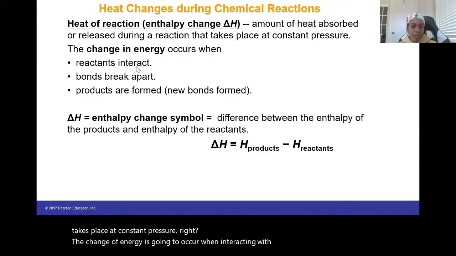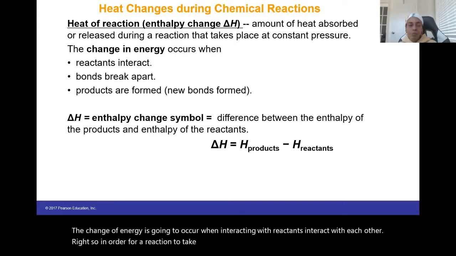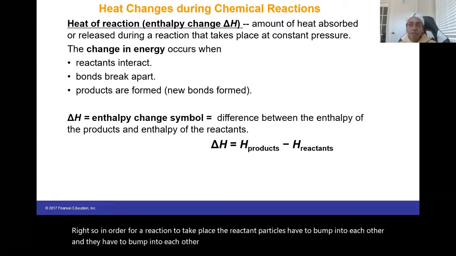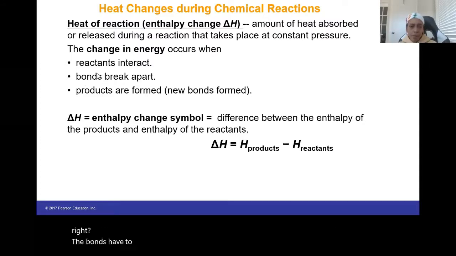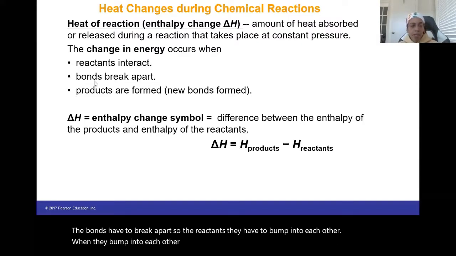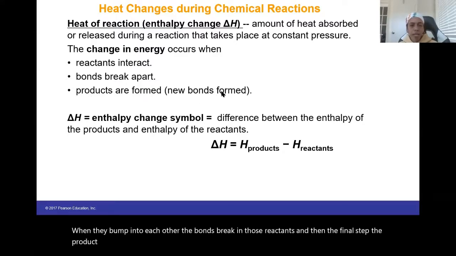The change of energy is going to occur when reactants interact with each other, right? So in order for a reaction to take place, the reactant particles have to bump into each other, and they have to bump into each other with enough energy for those bonds to break, right? The bonds have to break apart. So the reactants have to bump into each other. When they bump into each other, the bonds break in those reactants. And then the final step, the products are formed by new bonds, right? So the energy is changing in each of these steps.